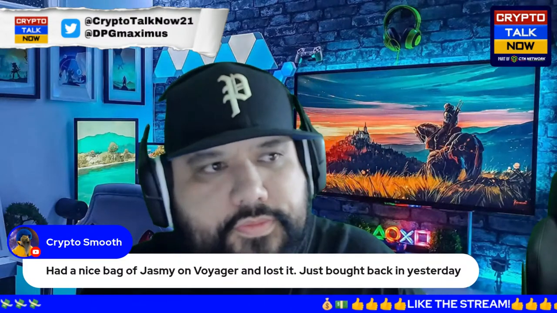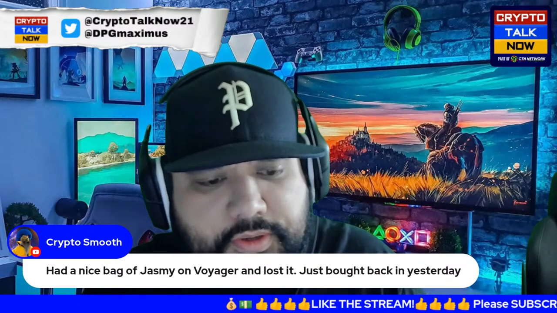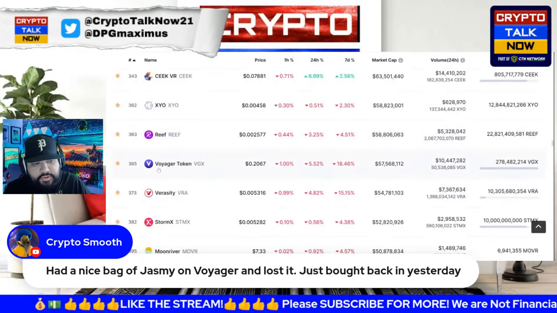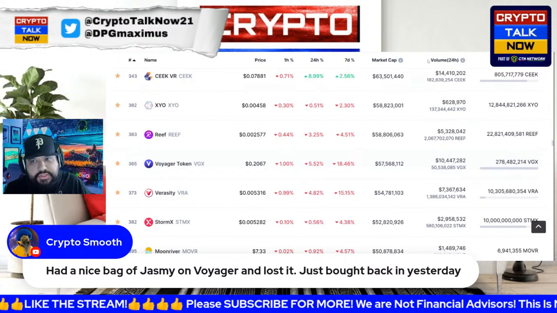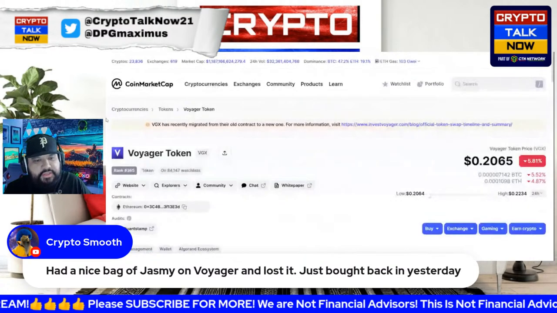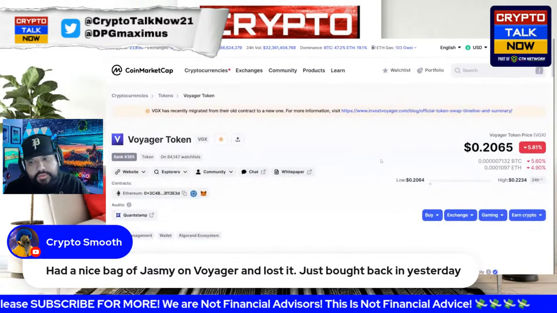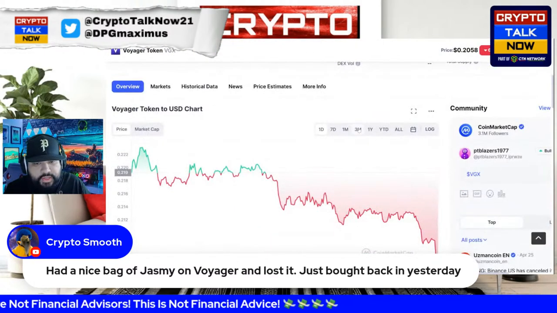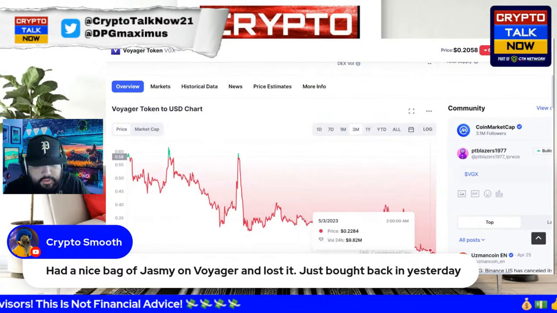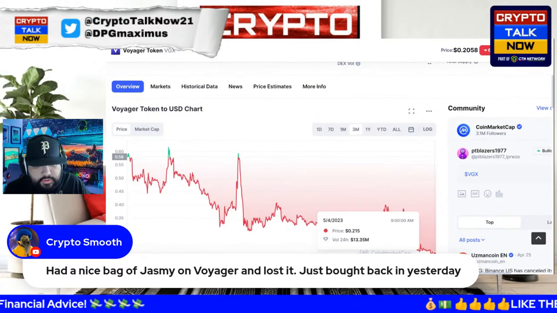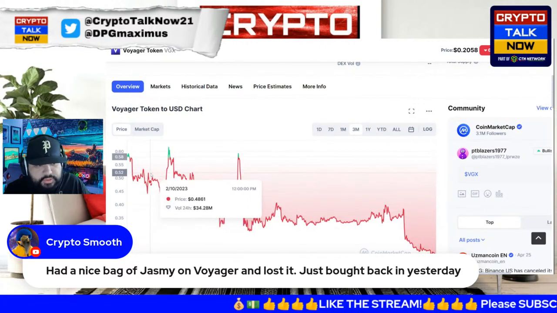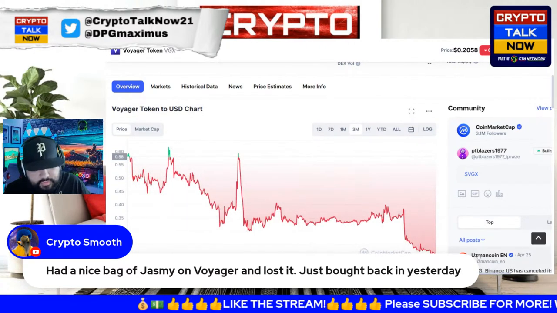I'm going to share my screen on this particular one. So here's Voyager. The other night, I saw this below 20 cents, and I said to myself, this has to be the bottom. And guess what? It basically was. I'm going to show you the last 3 months. You can see even on the graph or the chart, I always call it graph, on the chart, it literally is the bottom.